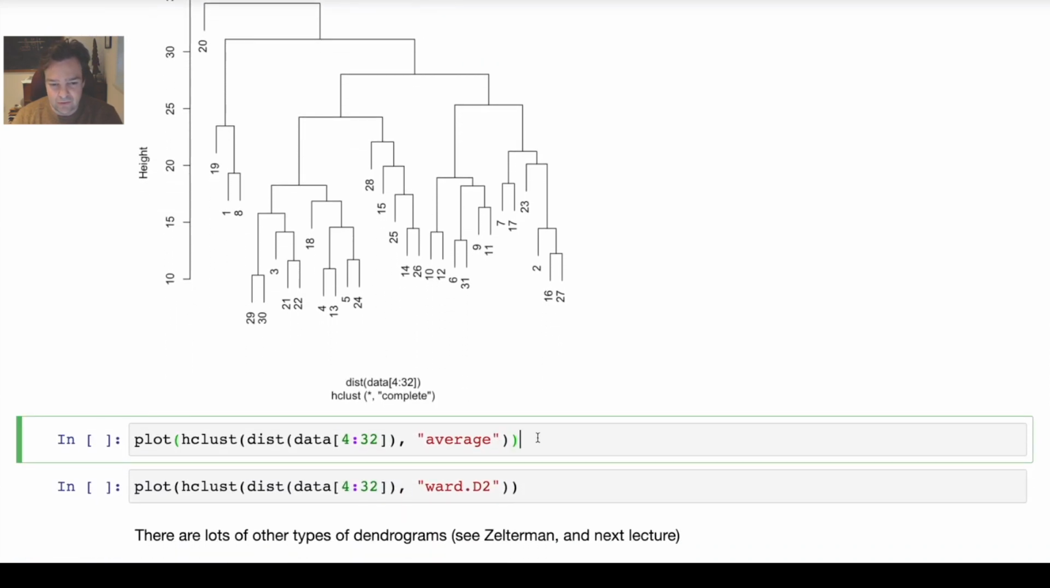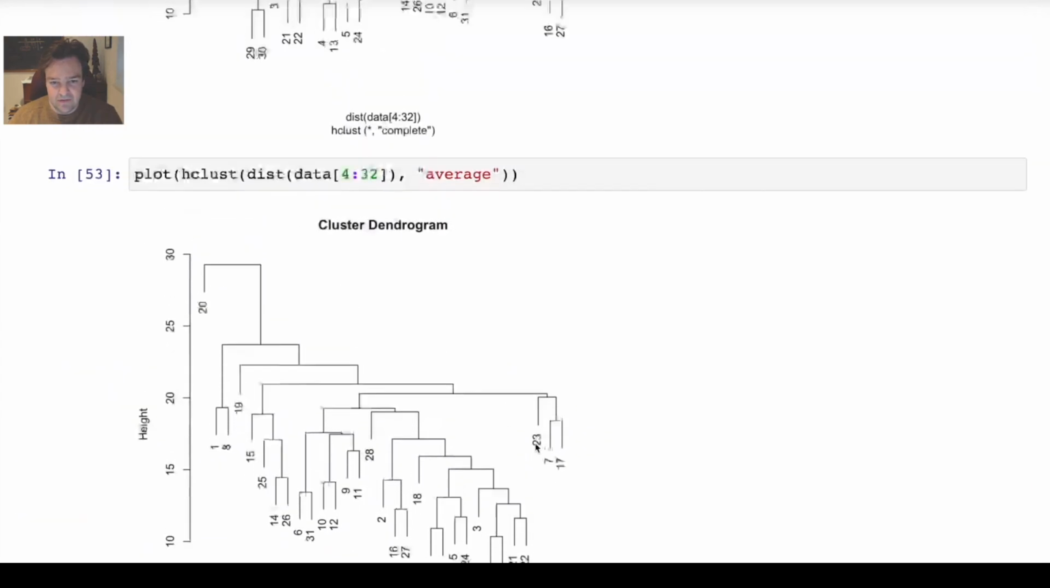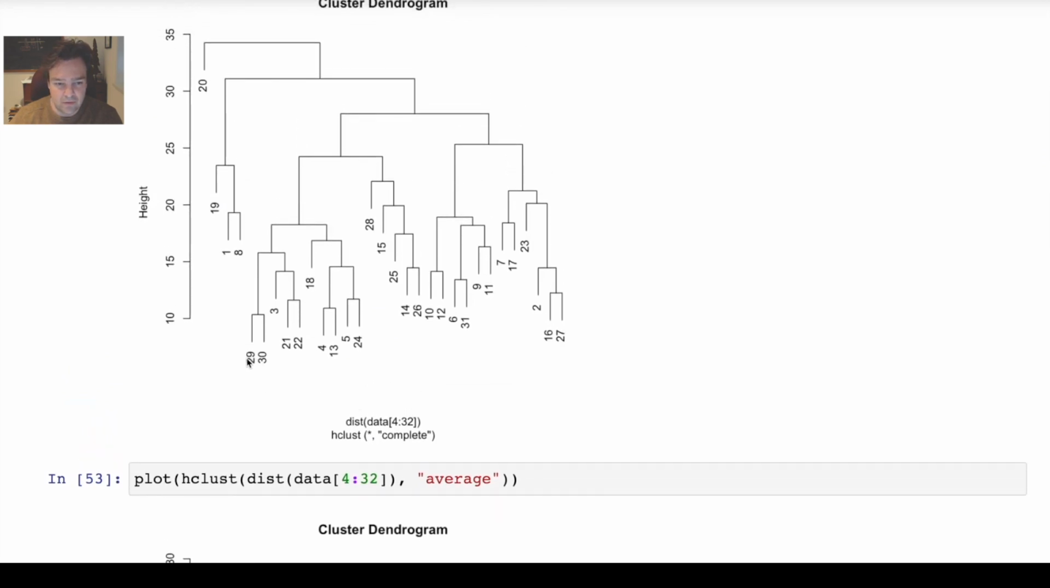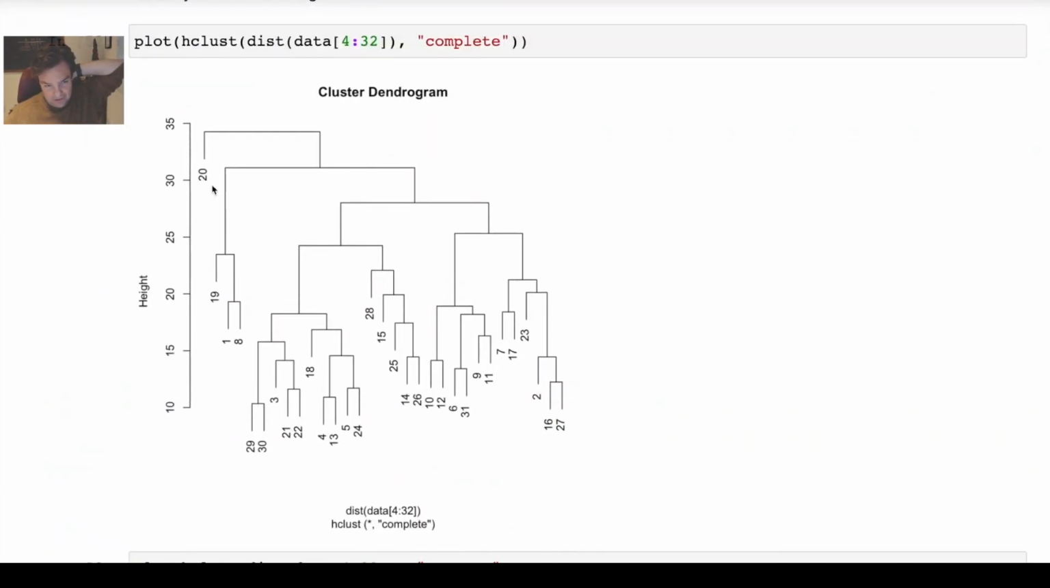So we'll look at 2 other linkage schemes. The one called average. It looks like this. It looks different than this one. All of them seem to be starting with 29 and 30. 29 and 30 here. Oh, and so we should do this though. Look, if you look at this, all of them also seem to end with observation 20. So observation 20 seems to have been sort of the furthest from all of these things.